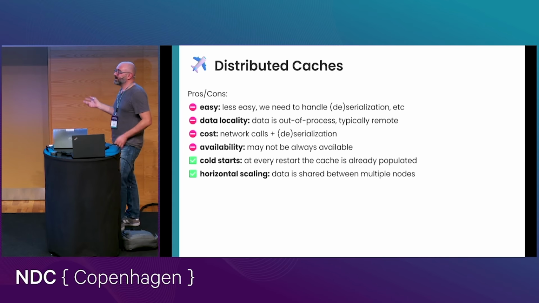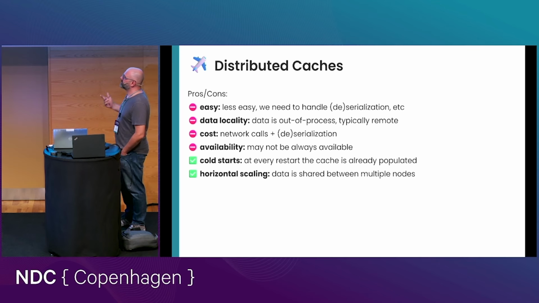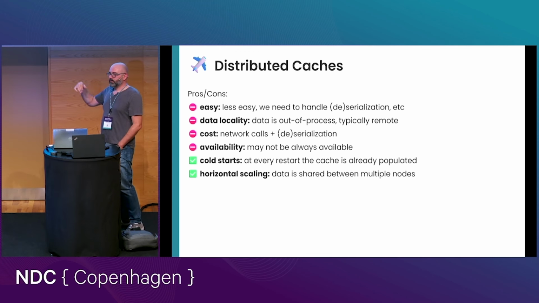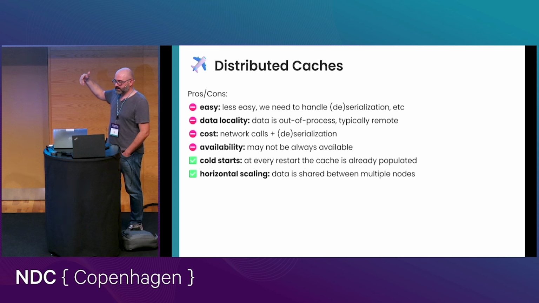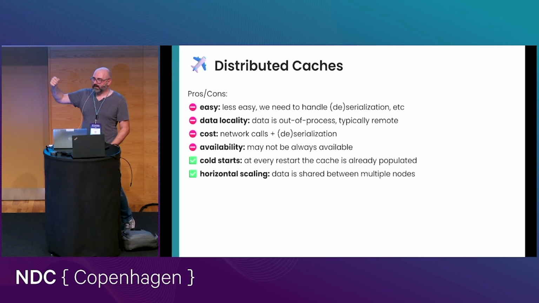So the data is still there, and you don't need to repopulate it again from scratch. On the other hand, at the same time, horizontal scaling is great because multiple nodes or multiple application instances can access the same distributed cache. And so there's a sharing of data, meaning we will do fewer queries to the database.